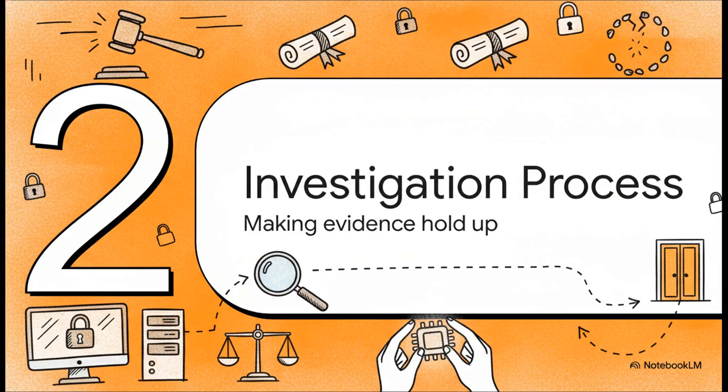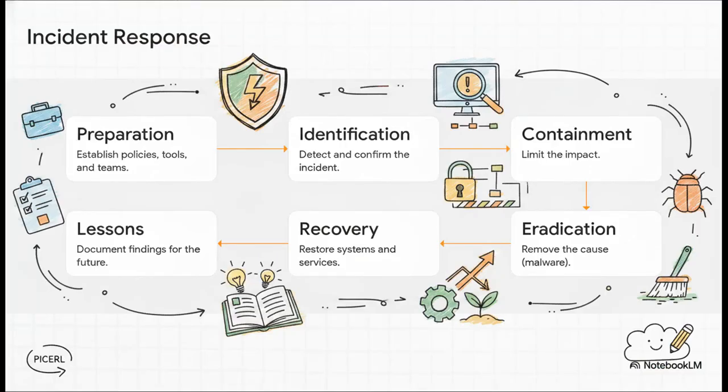Moving right along to Section 2, the forensic investigation process, following the rules to make evidence hold up in court. Listen to me carefully here. All your elite technical skills mean absolutely zero if you don't follow proper legal procedures. If the rules aren't followed, your evidence just gets thrown out. First up in those procedures is incident response. When a cyber attack hits, this is your emergency playbook.